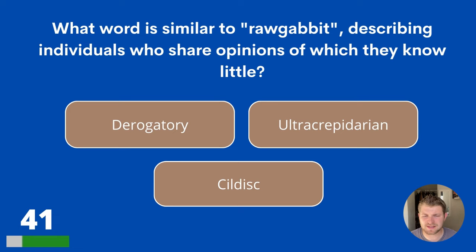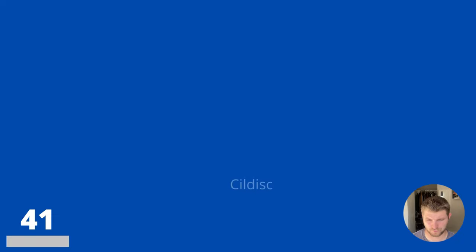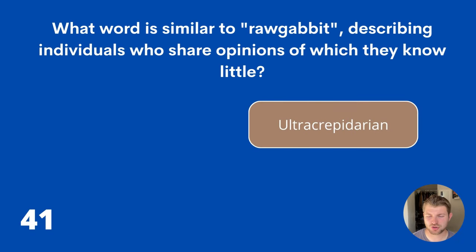41. What word is similar to rawgabbit, describing individuals who share opinions of which they know little? Derogatory, ultracrepidarian, or sildisk? And the answer is ultracrepidarian.